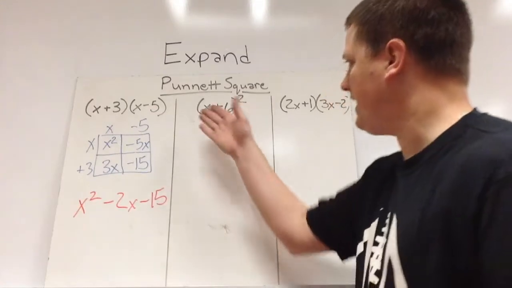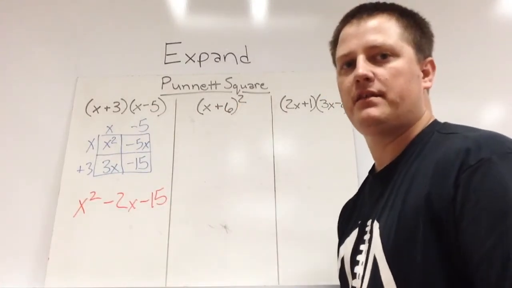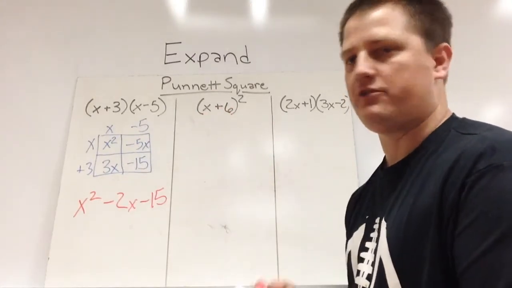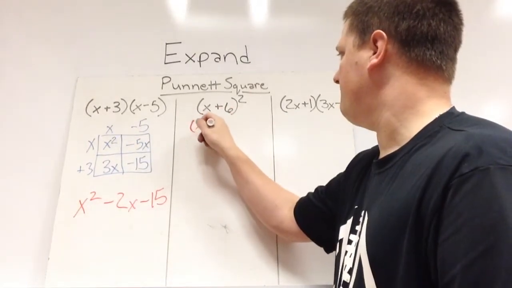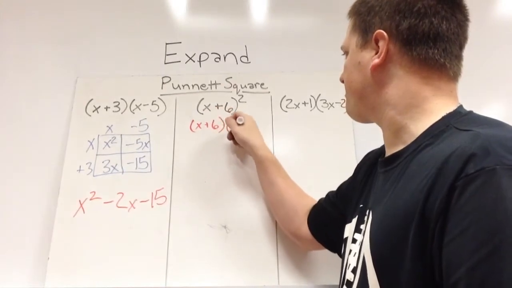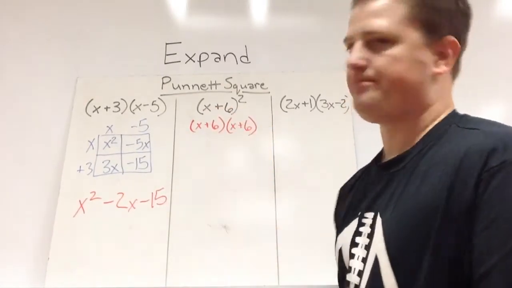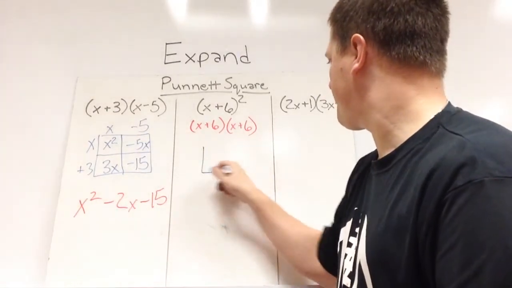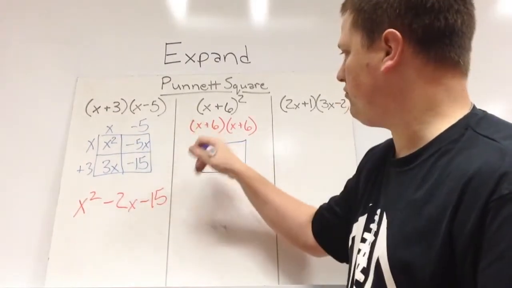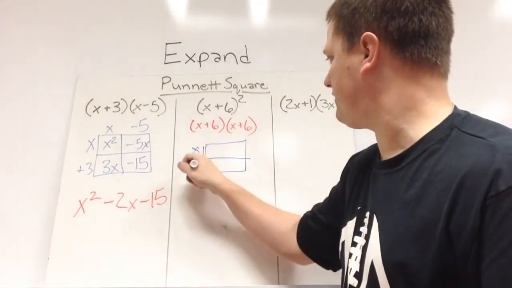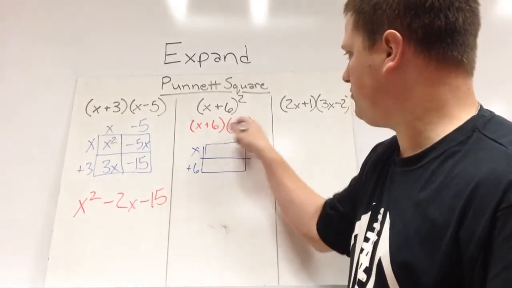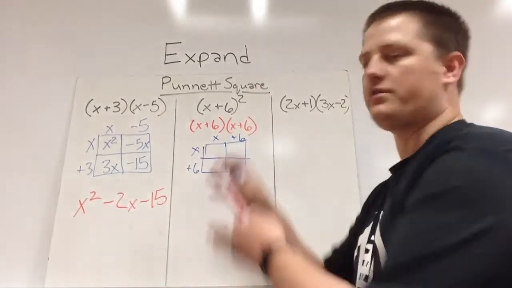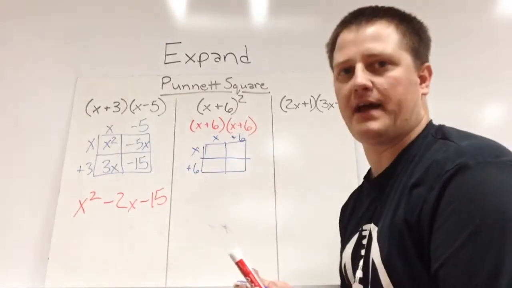Our second one here is x plus 6 squared. Well, the easiest way to figure out the Punnett square for this is to write this out as a multiplication problem. And then we make our Punnett square for this. I've got two parts, x and positive 6. I have two parts here, x and positive 6. Notice the squaring means that both sides are exactly the same.